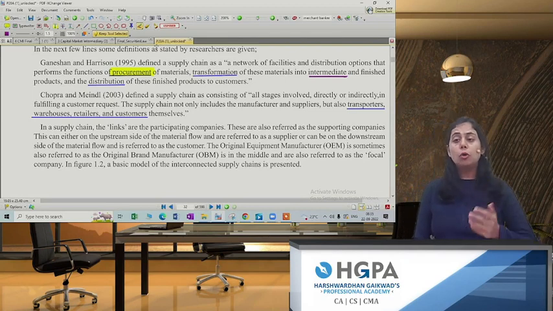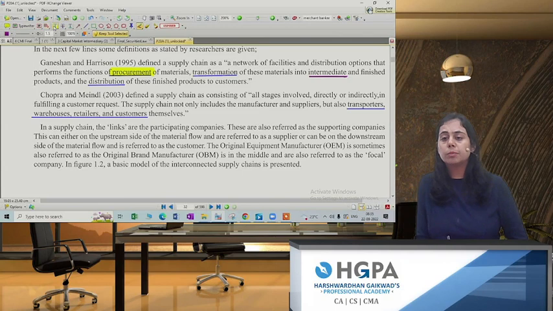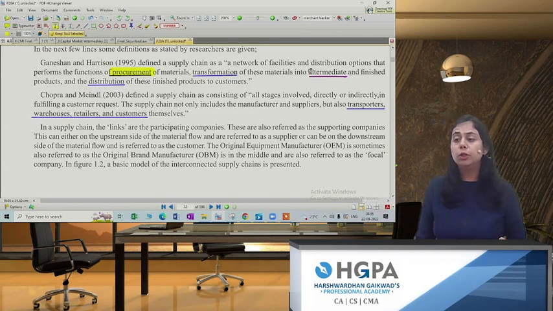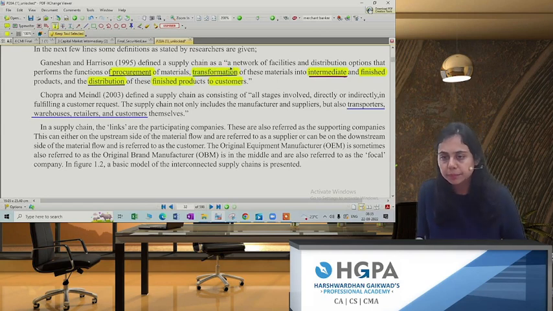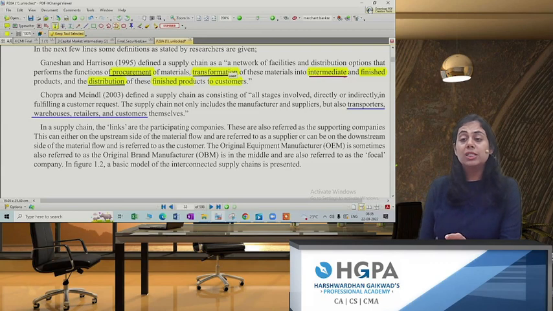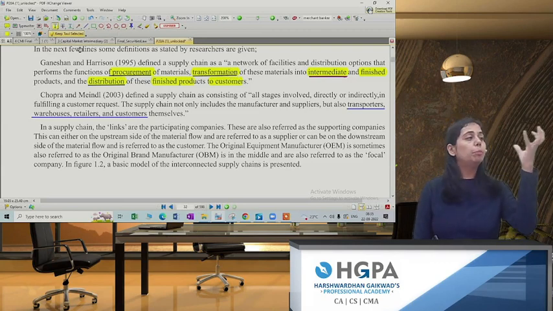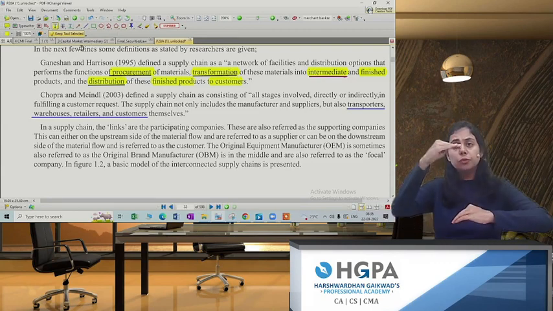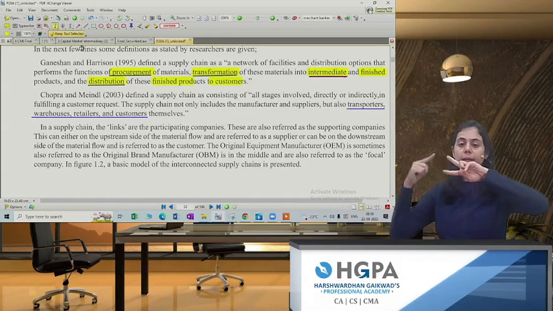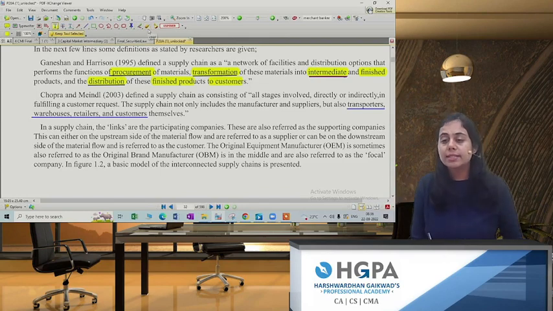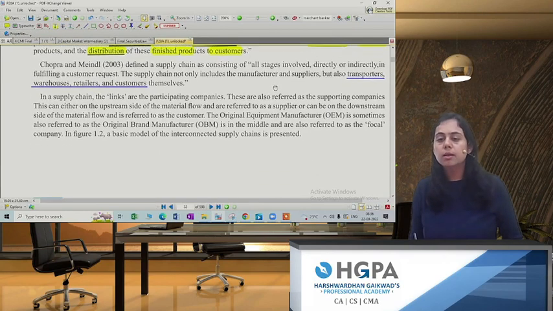So you will transform the goods into what? There are two words which are supposed to be remembered. You will transform the goods into intermediate goods or the finished goods. And once these goods are ready, you will distribute the finished goods to the customers. There's a very easy definition here: in supply chain management, you start with procuring the raw material, then transforming this raw material into two things, might be intermediate goods, might be finished goods. And once the finished goods are ready, you can sell them to the customer.